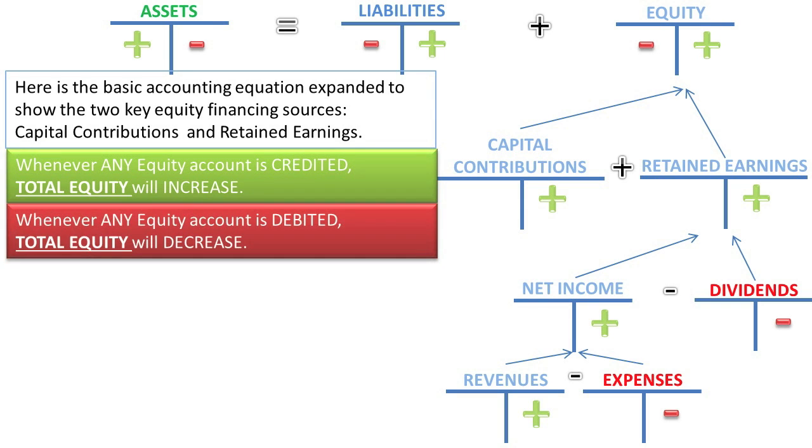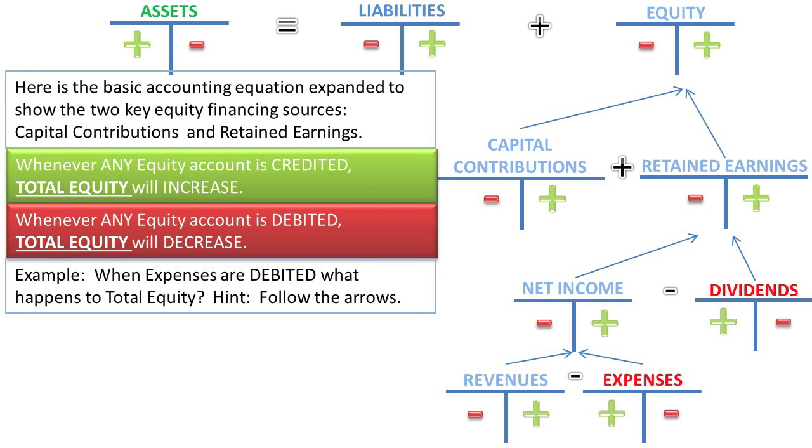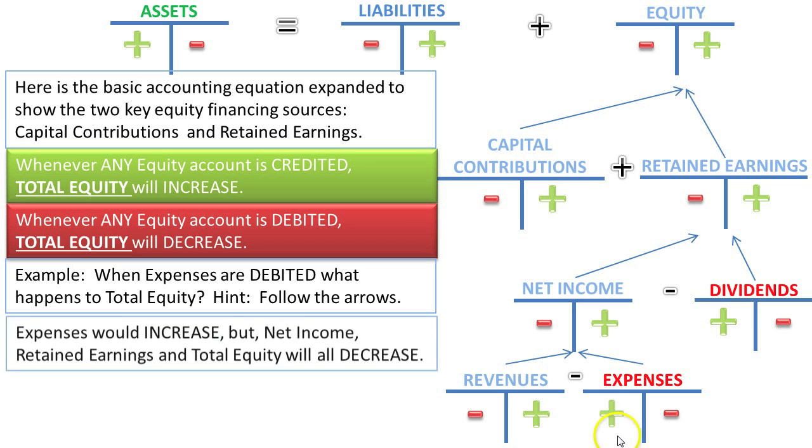Whenever any equity account is debited, meaning a left-handed entry, total equity will decrease. So whether you debit revenues or debit expenses or debit dividends, the impact, if you follow the arrows through, will wind up decreasing equity. Now where this gets a little confusing is if you debit an expense, that means you have more expenses, but the impact will be you have less net income, less retained earnings, less equity. If you debit revenues, that means you have less revenue, which means you have less net income, less retained earnings, less equity.